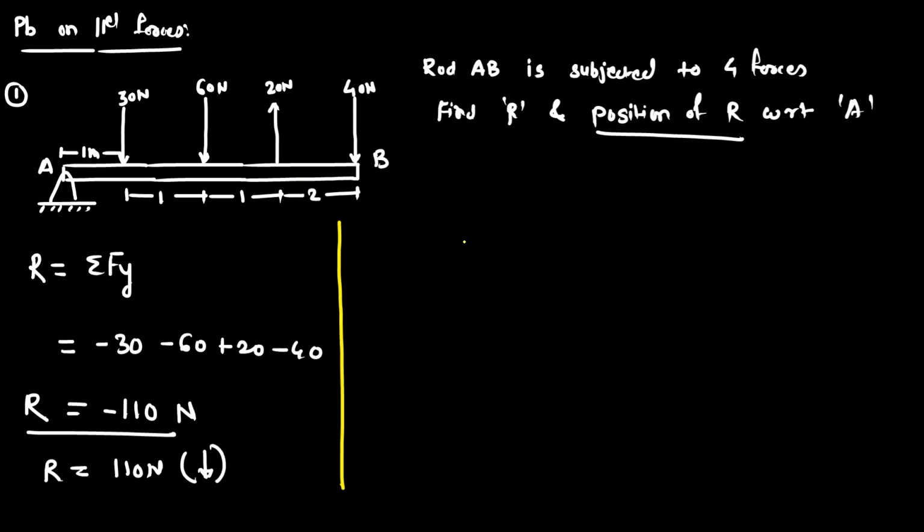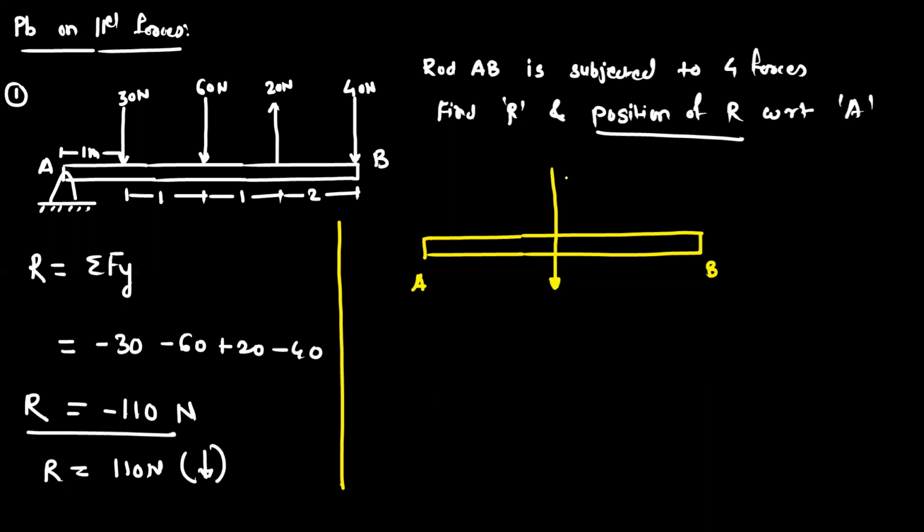So just I will redraw this rod AB. Now we know the resultant is acting in downward direction. So this is R, which is equal to 110 Newton. Assume the position from A as D. Okay, so D is the perpendicular distance with respect to point A. Now this system is equivalent to the original system. Okay, so both will have the same effect. Just we have replaced the system of forces by the resultant force.